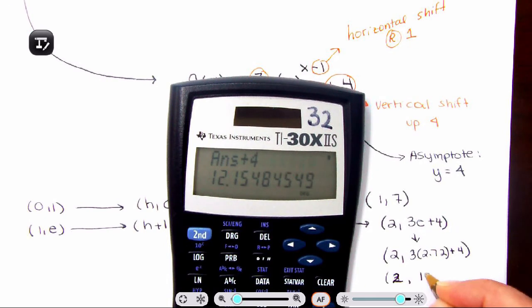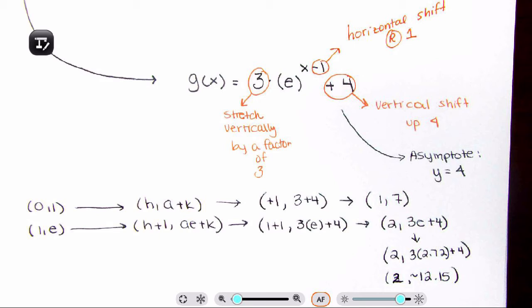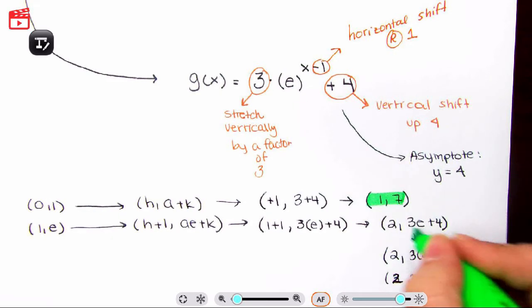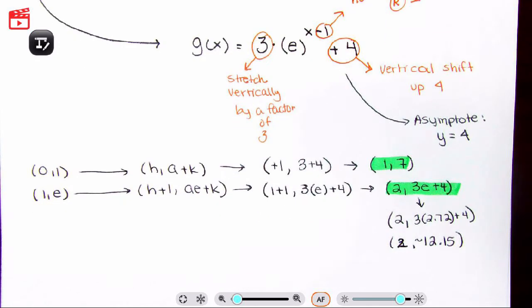12.15-ish, right? Ish. It's about that value. So our two reference points are (1, 7), and our second reference point is (2, 3e plus 4). Let's go ahead and graph those.